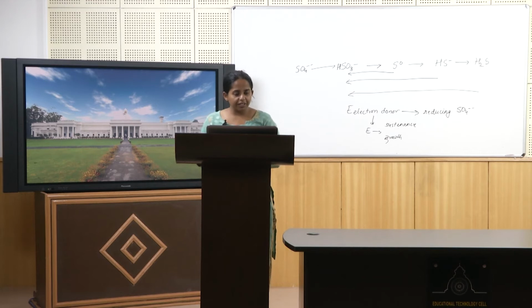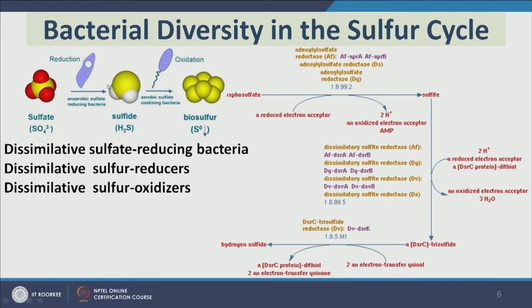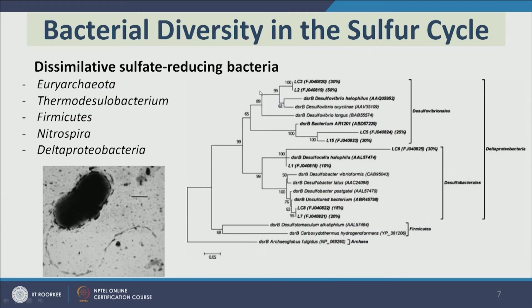Alrighty, so we have three different kinds of microbes that use sulfur. We have dissimilatory sulfate reducing bacteria, dissimilatory sulfur reducers, and dissimilatory sulfur oxidizers. So the ones who reduce sulfate to sulfite and maybe to sulfide, and then those who reduce sulfur to sulfide, and then those who oxidize sulfur to more oxidized forms of sulfur. So first let us look at dissimilatory sulfate reducing bacteria.